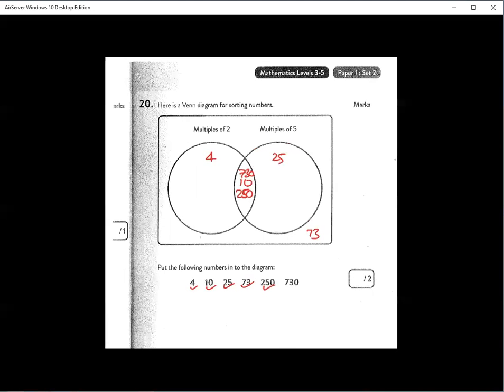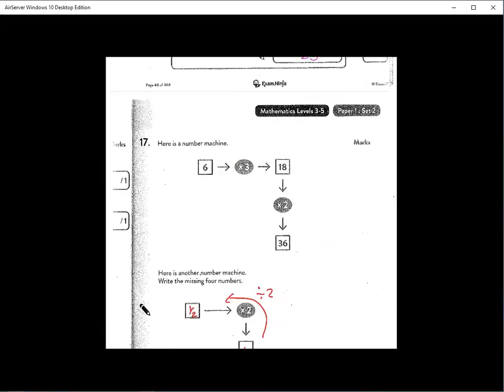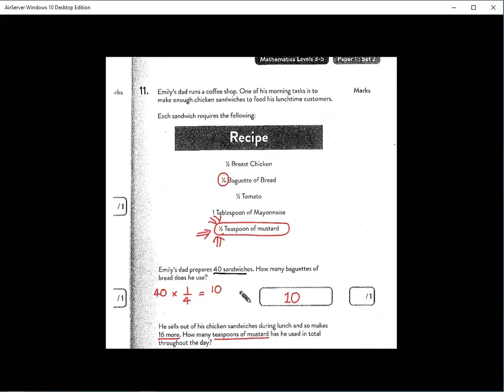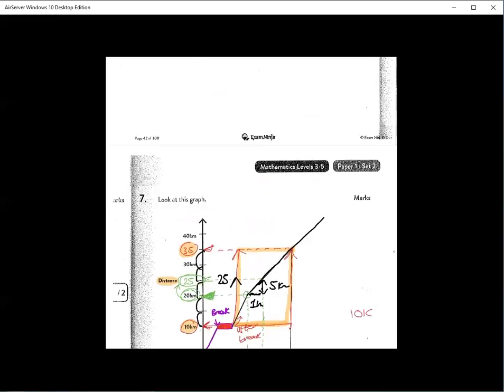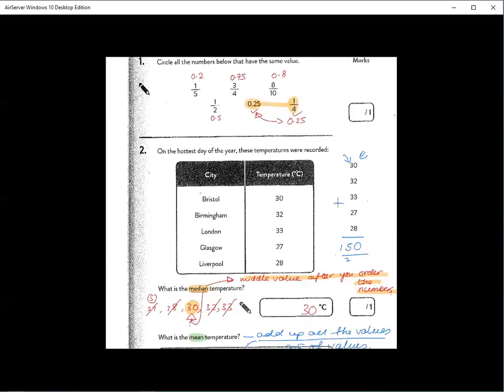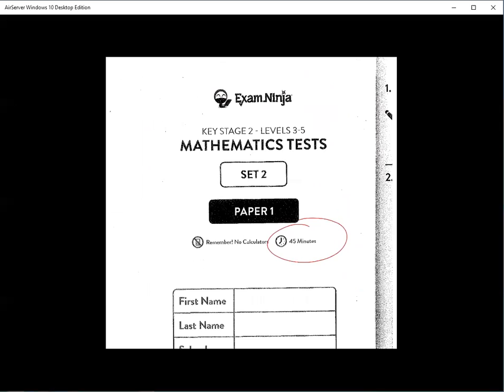And that's okay, so I'm going to stop the video here. That's the end of that paper. As you can see, we've done lots and lots of work on that SAT style paper with lots and lots of working out. We did have to miss one question out because nobody had the right equipment to measure it. So we've done all the bits that we can do. I've done lots and lots of work and lots of maths. So I'm going to stop the video here and get the results of everybody.